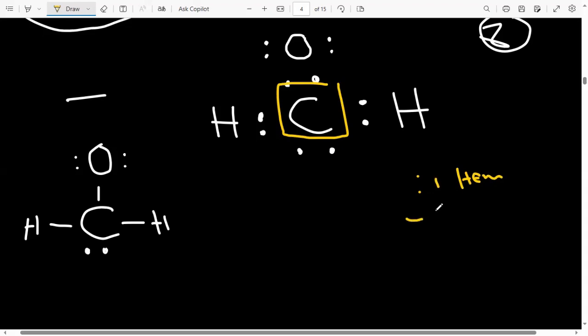If it's a single bond, a line like that, we count it as one item. If it's a double bond like this, we also count it as what? One item. If it's a triple bond like this, we also count it as one item. It doesn't matter what is attaching to the carbon here. As long as it's attaching to this carbon, we count it as one. So here we're going to count how many items are attached to this carbon here.